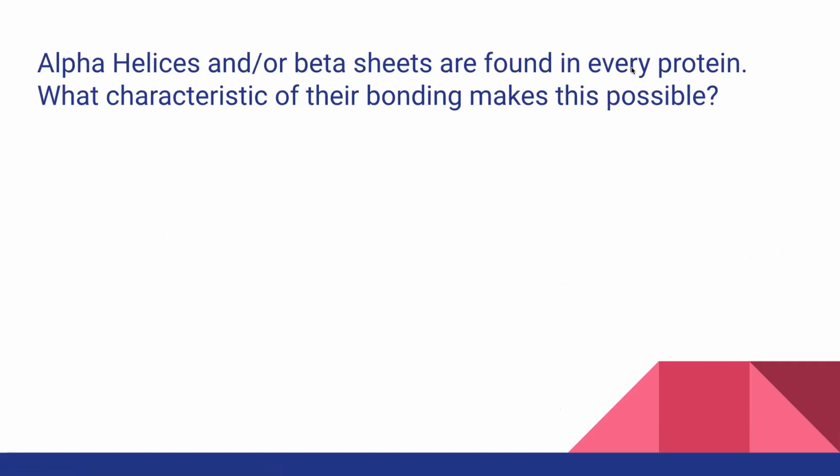Alpha helices and or beta sheets are found in every protein. What characteristic of their bonding makes this possible? They use the backbone structures in an amino acid, and that's consistent through all of them, besides, I guess, proline. And what's a couple ways to disrupt those? Depending on temperature, pH, salinity, light, things like that can denature and cause misfolding. Okay, good.